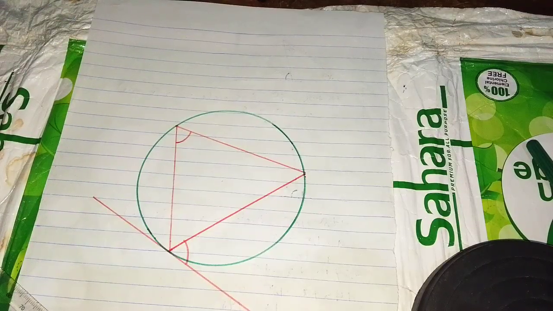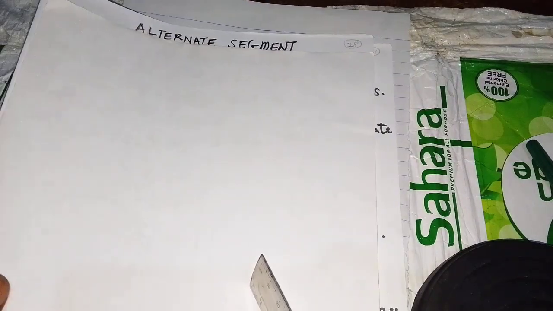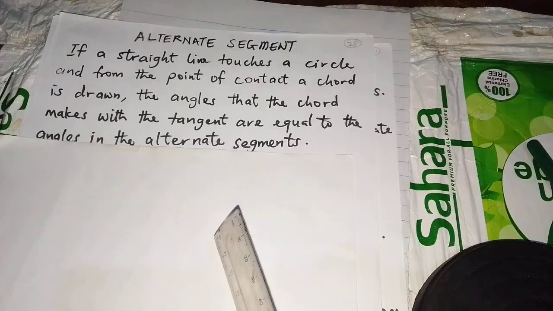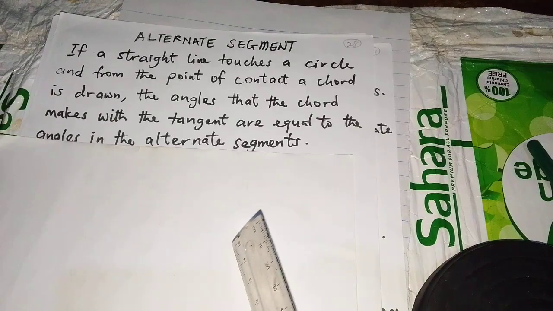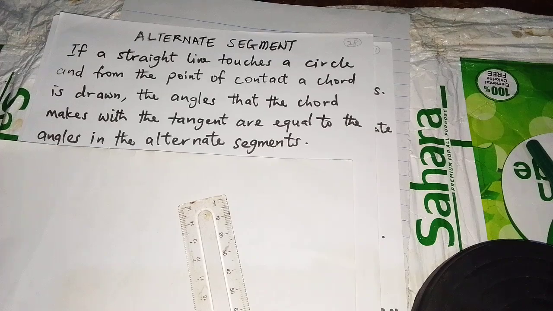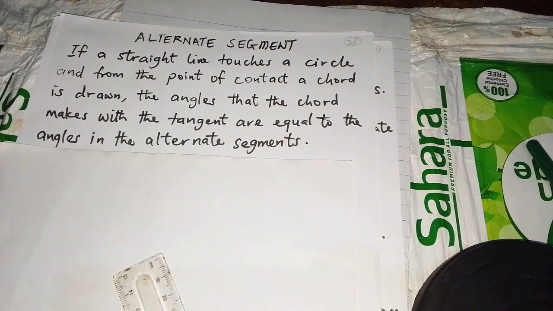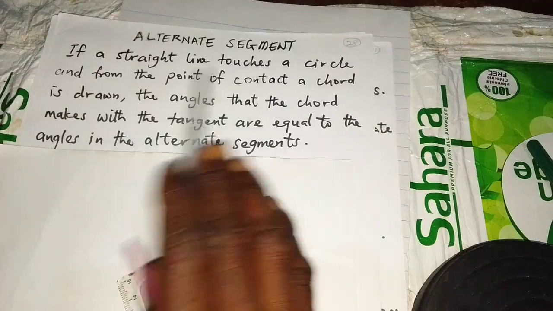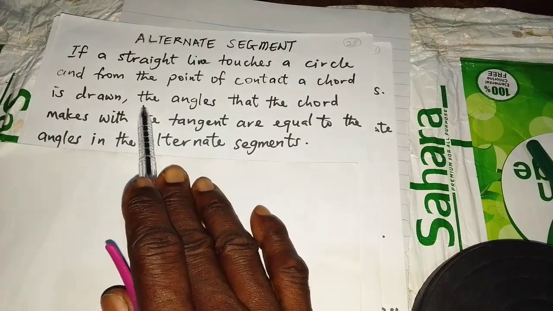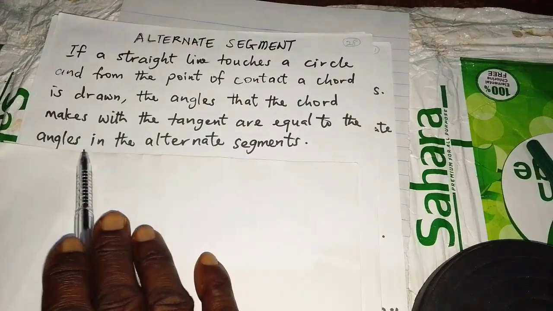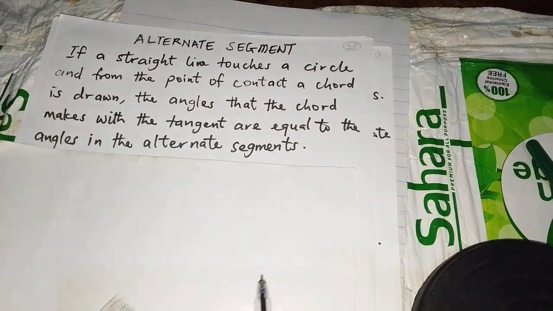Now let's move on in the explanation. We are talking of an alternate segment. I've just explained what an alternate segment is. If a straight line touches a circle and from the point of contact a chord is drawn, the angles that the chord makes with the tangent are equal to the angles in the alternate segment.